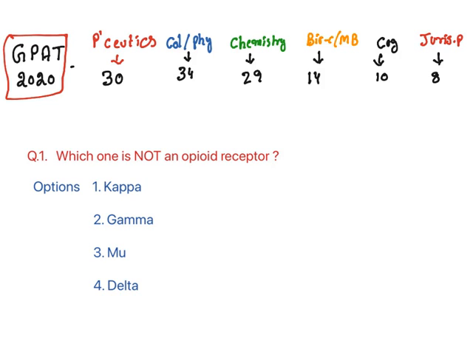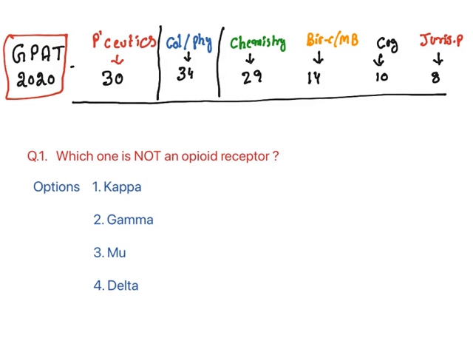Before getting into that, let us see what the question pattern was in GPAT 2020. In GPAT 2020 there were around 30 questions from pharmaceutics, 34 from pharmacology and physiology, around 29 from all the chemistries (organic, medicinal and analytical chemistry), 14 from biochemistry and microbiology, 10 from pharmacognosy, and 8 from jurisprudence.